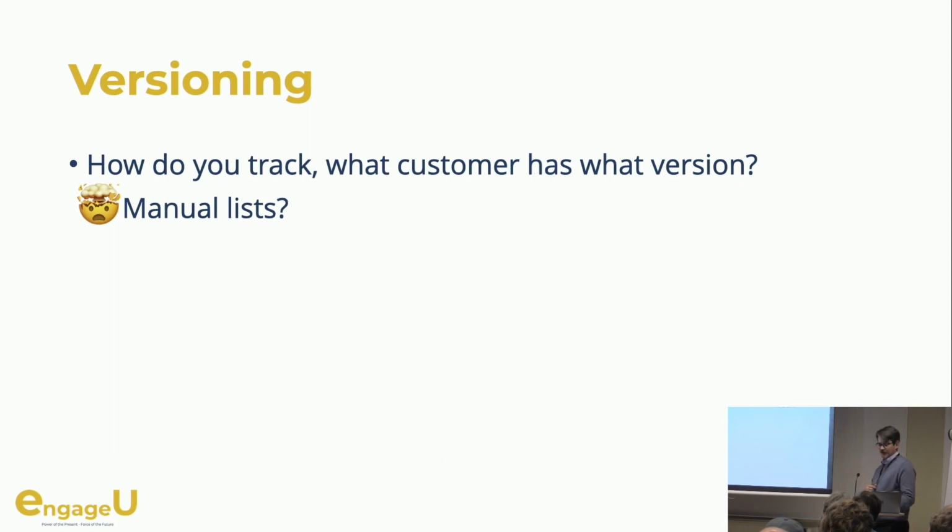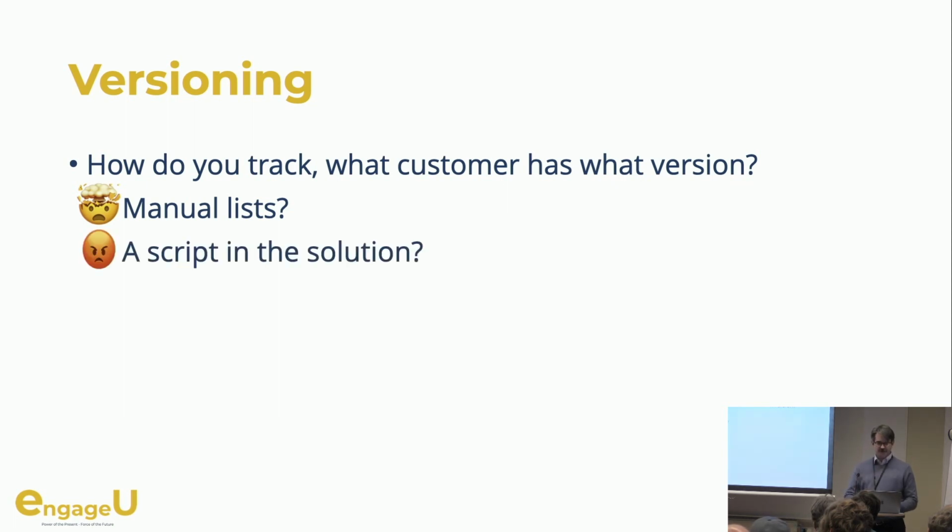How can we track those versionings? You can have manual lists or text files or whatever. I find that scary. Why would I want to do anything manual if a machine can do it? You can have a script in the solution. Not really good, because not that the script wouldn't survive the migration, but it doesn't survive me, meaning I forget to update the script.